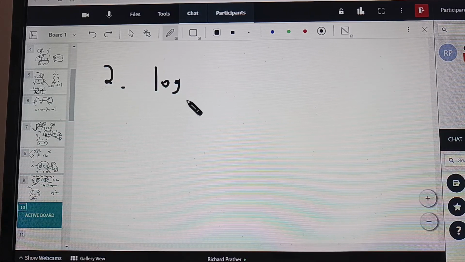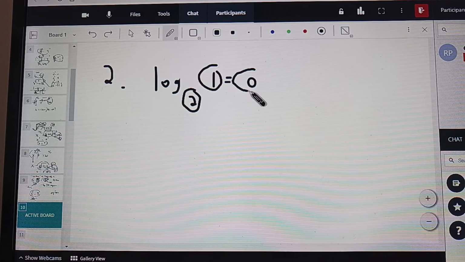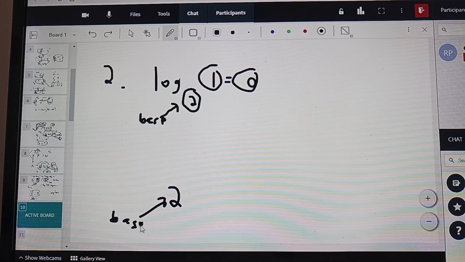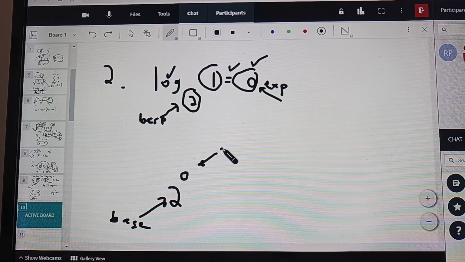Log base 2 of 1 equals 0. There are 3 parts of the log, and there are 3 parts of the exponential. So log base 2, this is the one that's the base here. That's the regular size number here. A log is an exponent. There's the exponent in the log format. That's the number that goes up high over here. Everybody knows that.